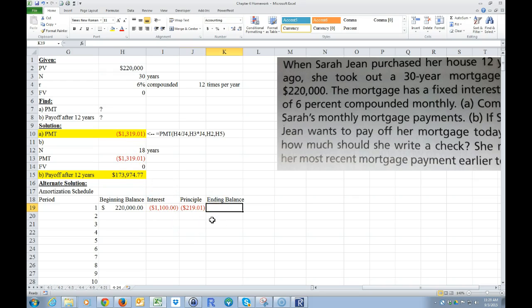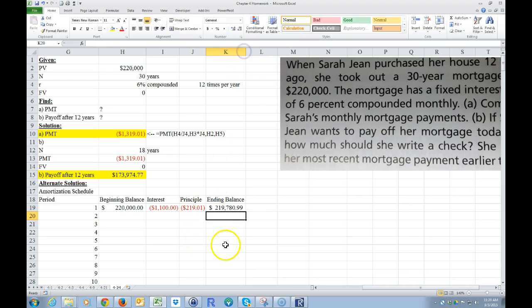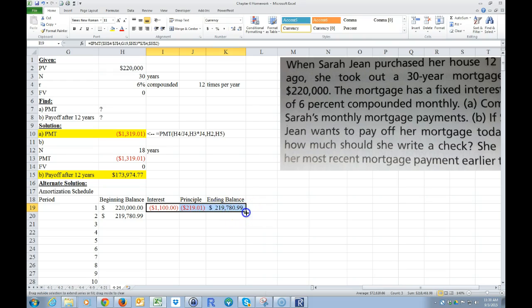My ending balance is going to be equal to this plus this because I'm reducing my balance. Interest goes to the bank. The principal is how much we reduce the balance. So my ending balance is $219,780.99. Now my beginning balance on this one is going to be equal to what my ending balance is here. Okay, so then I'm going to copy these two down.